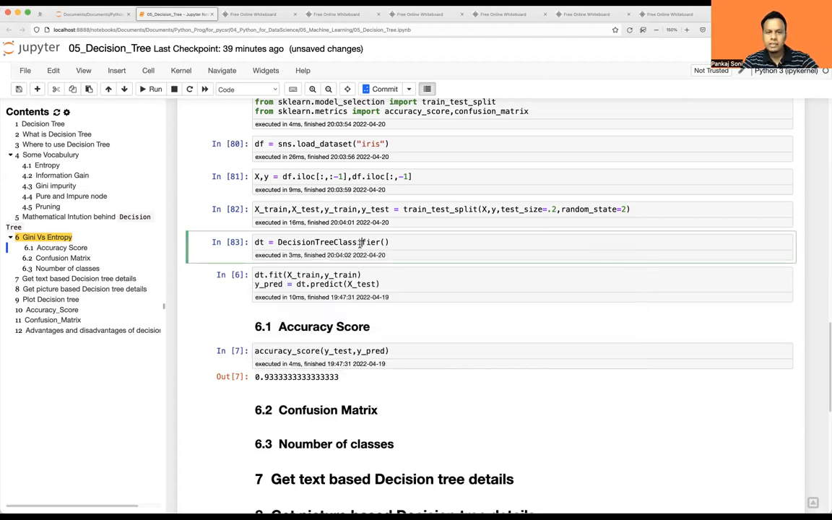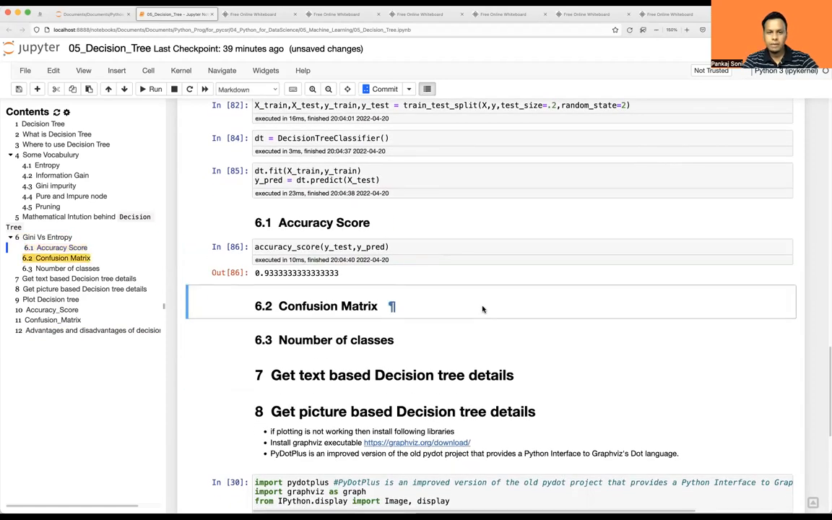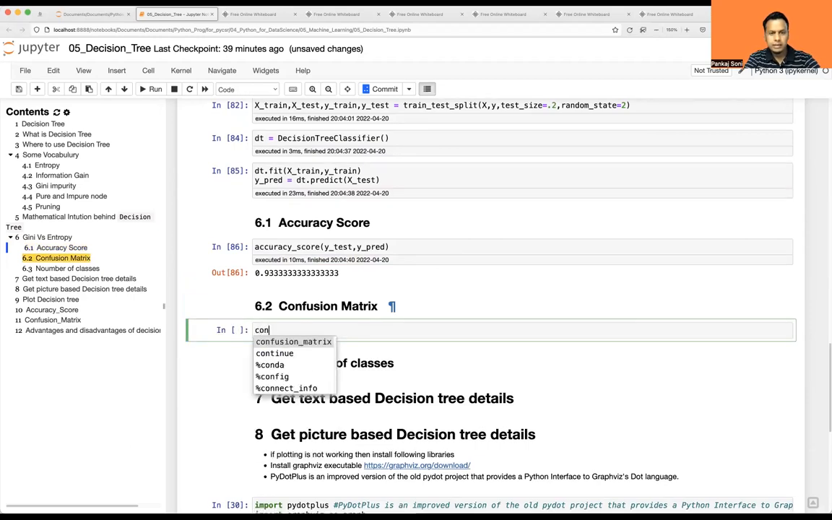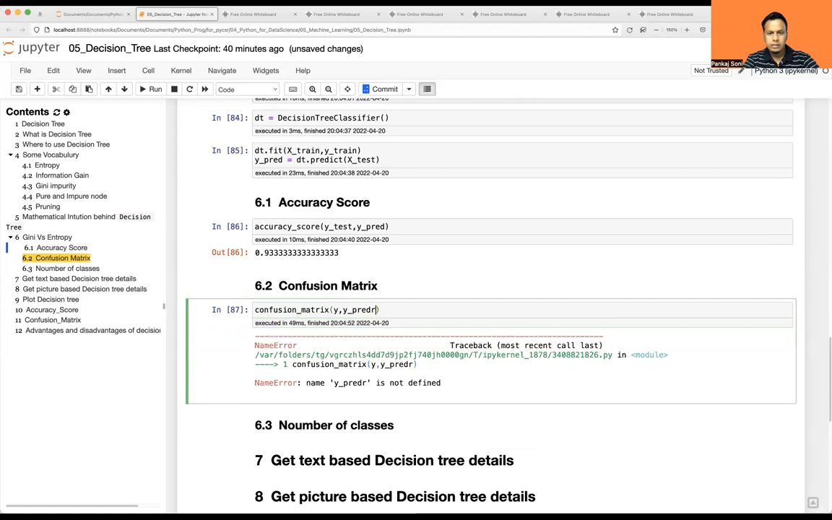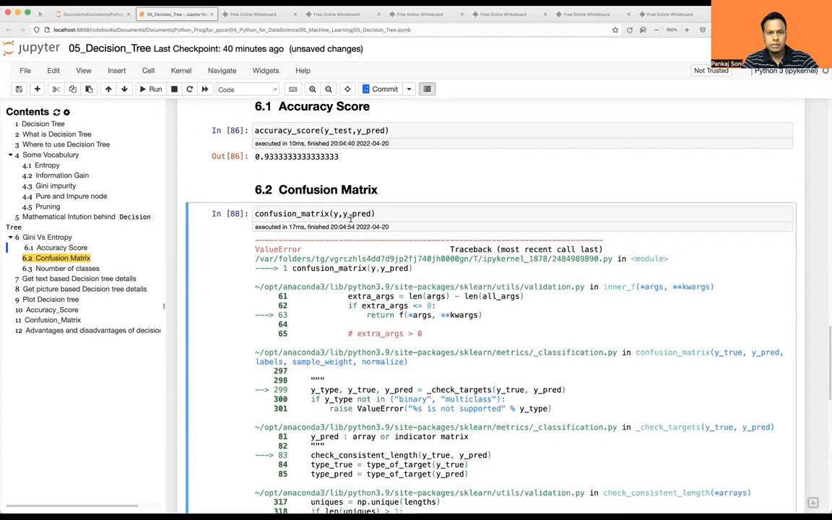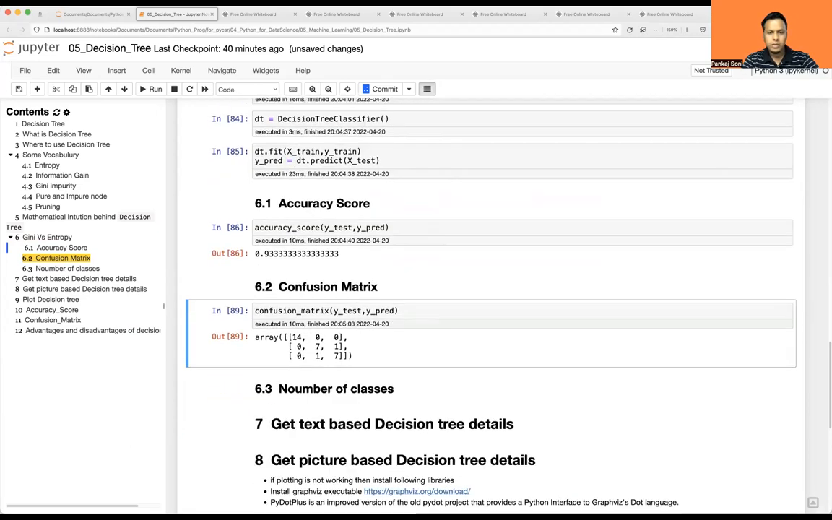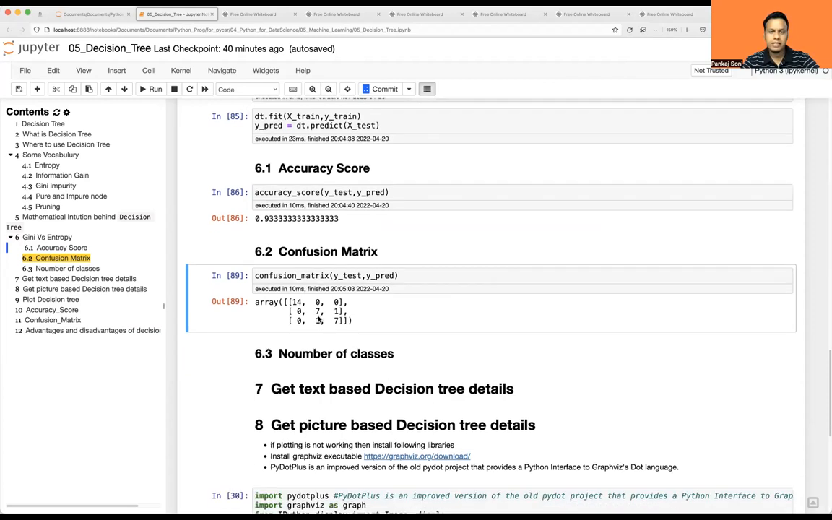So let's go ahead with the Gini and run it, and let's see the accuracy score. We are going to get 93%. Okay, and if I run the confusion matrix, let's say y_pred. What happened? Oh, y_test. Okay, so you see here 14, 7, 1, 1, 7. So there are some misclassifications also. You see here, one, this one. Some values are wrongly classified. That's why you're seeing this.